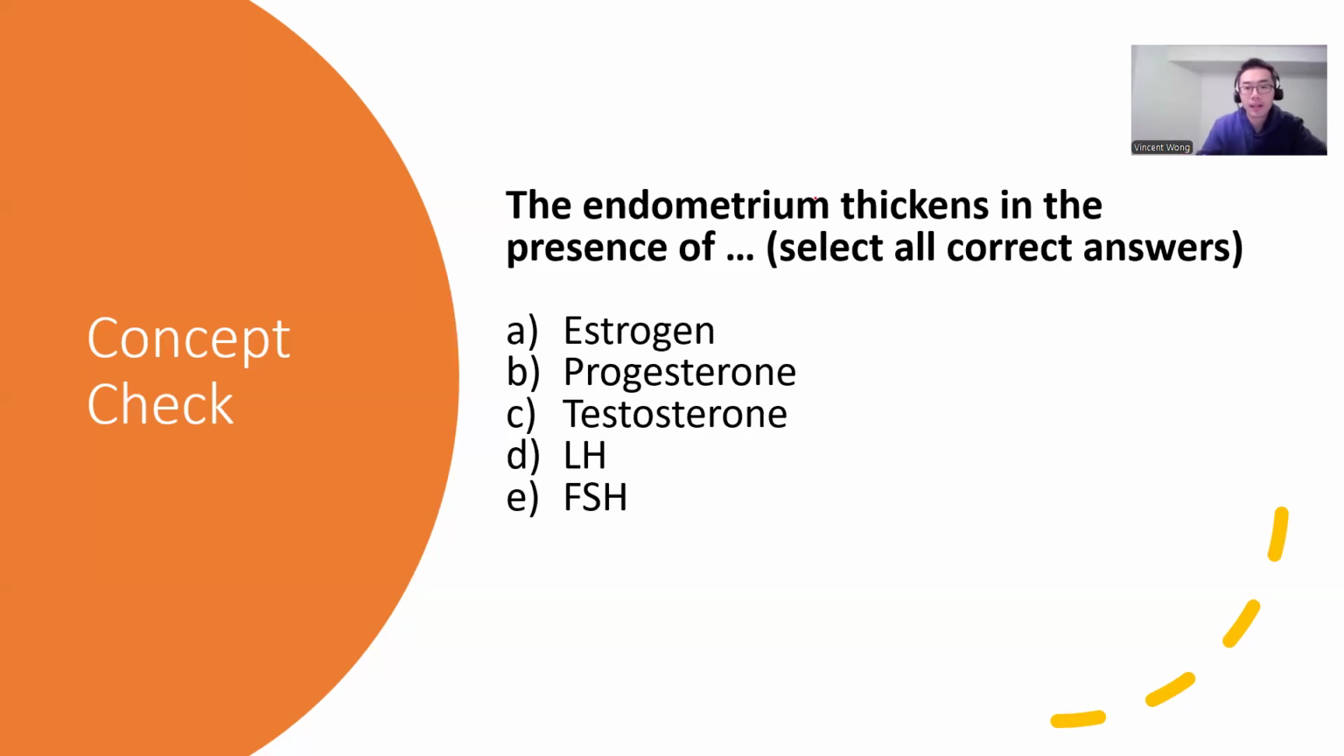Okay, thickening of the endometrium requires estrogen and progesterone. Estrogen and progesterone are the most direct ones that are going to be affecting the endometrium directly.